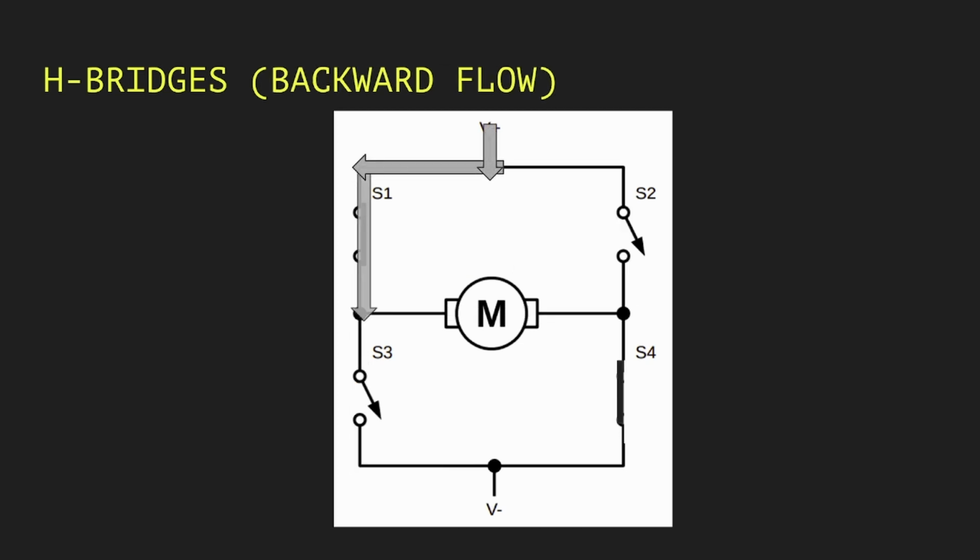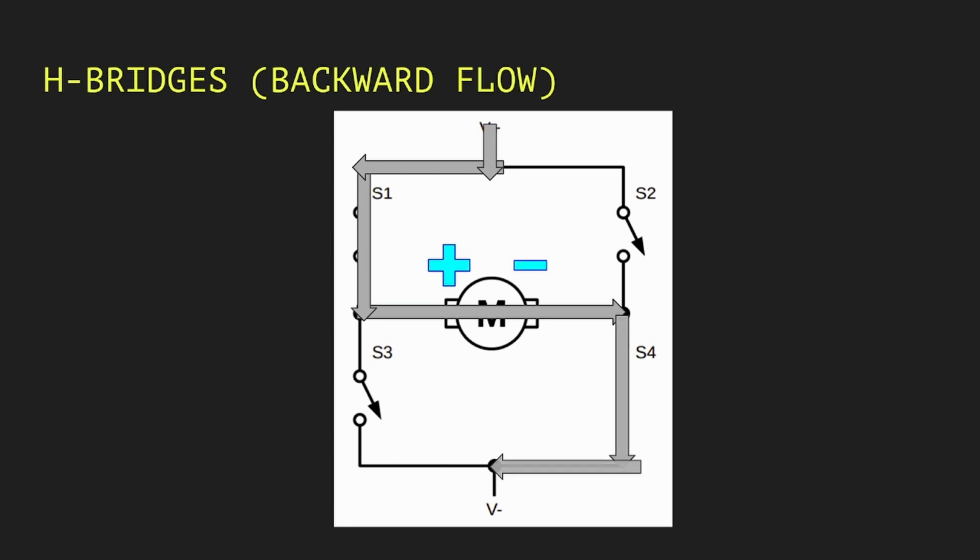In backward flow, it's the reverse. You open S2 and S3 and close S1 and S4. Effectively, we're doing the same S shape but in reverse. So now, because it passes through the motor in the opposite direction, this results in the motor spinning the opposite way. And because of this, you can get the motor effectively to reverse direction.